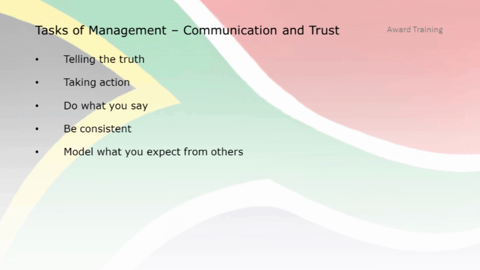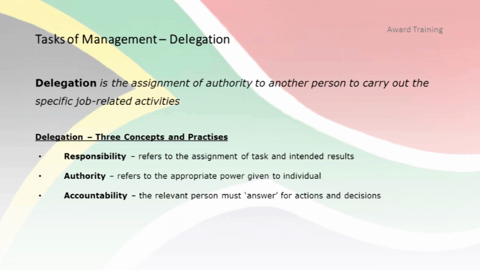Open communication and trustworthiness are expected of you as a manager. Telling the truth. Do what you say you're going to do. Be consistent in your actions and model what you expect from others. Let's look at the term delegation. That is to share responsibility. As a manager, one of the most difficult things to do is to delegate and give away your control. But by doing that, you actually show your team members and co-workers that you trust them.